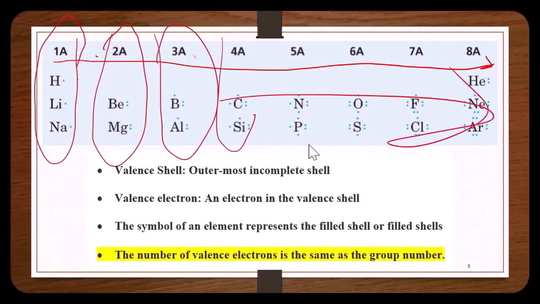So to wrap this up, we know that the valence shell is the outermost incomplete shell. A valence electron is an electron in the valence shell. The symbol of an element represents a filled shell or filled shells. The number of valence electrons is the same as the group number.